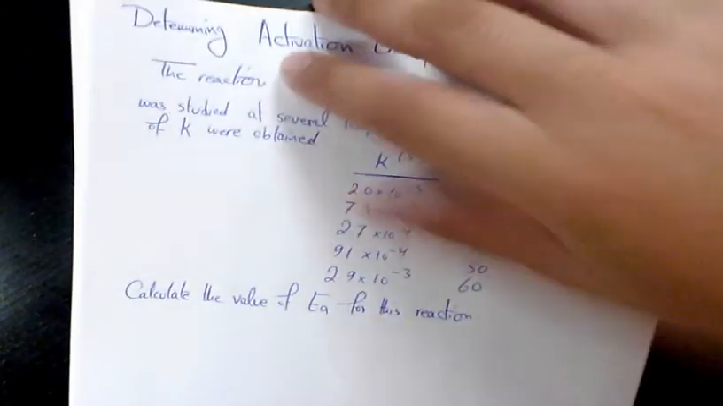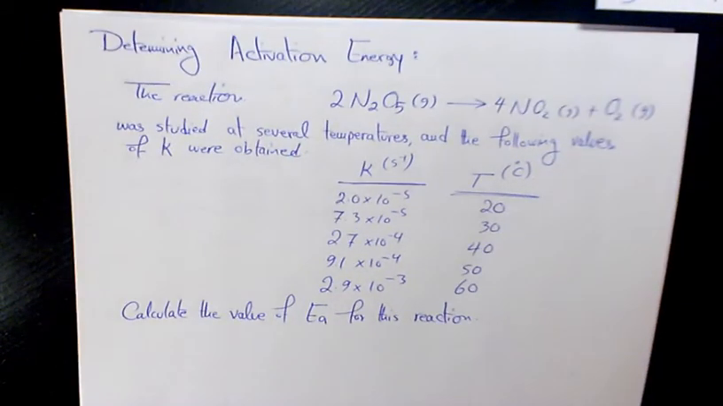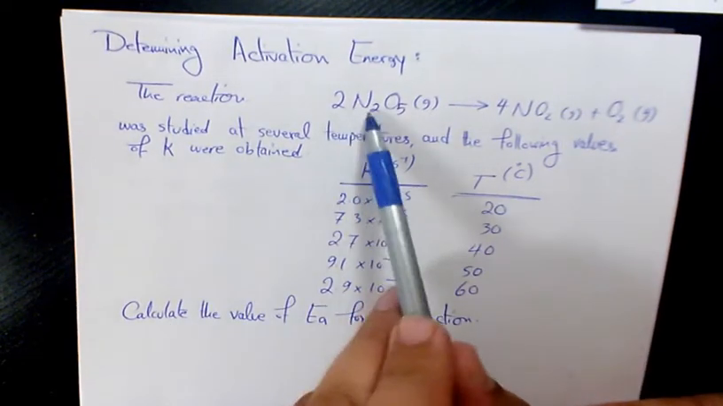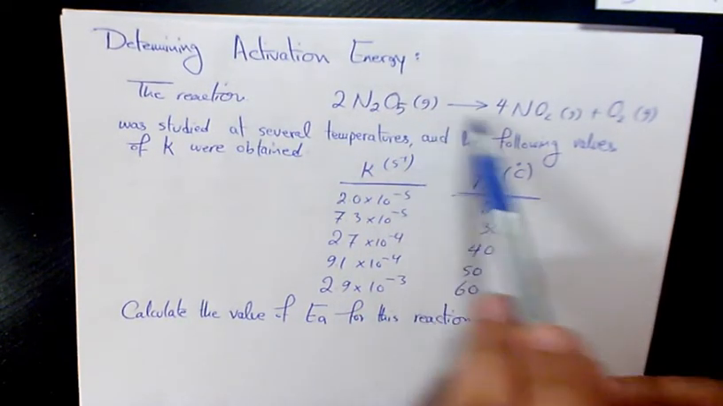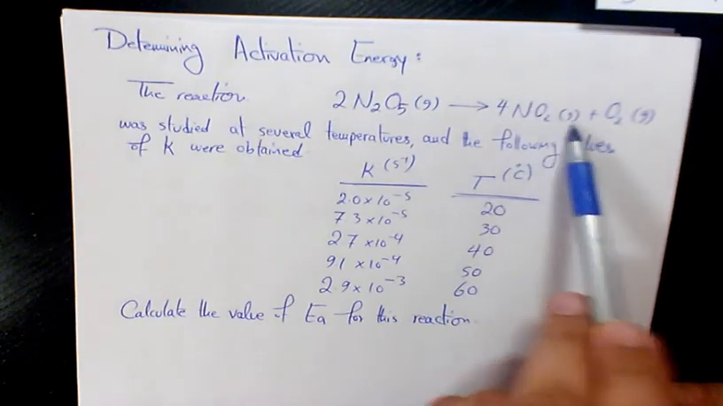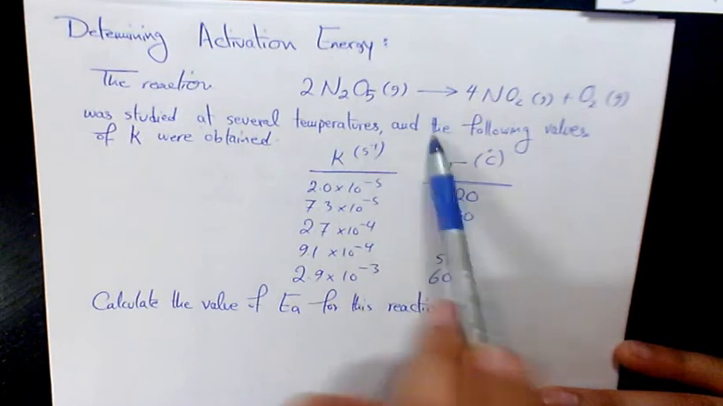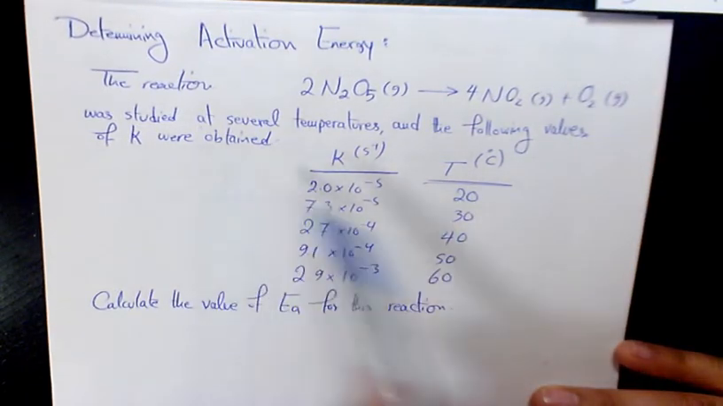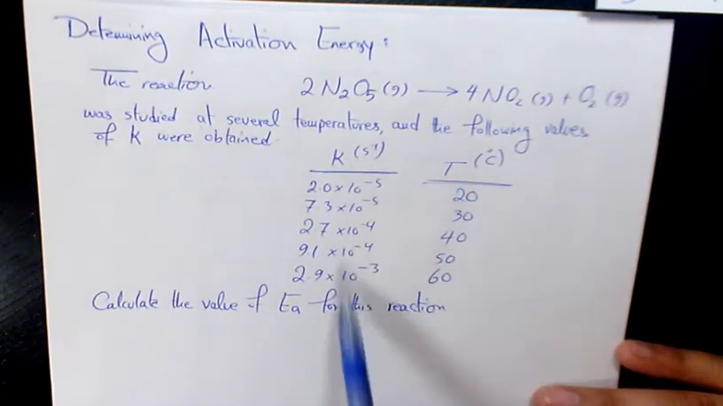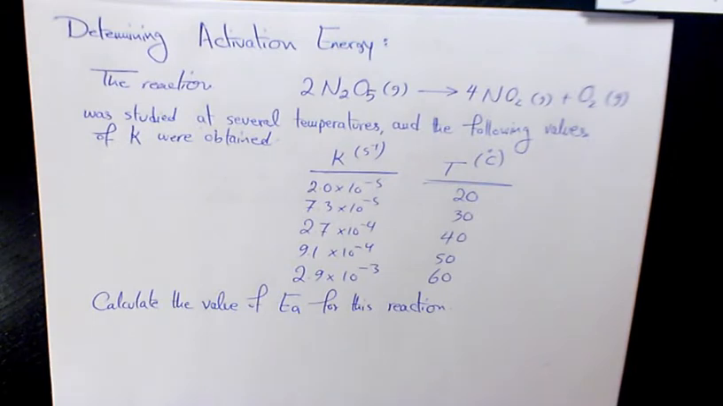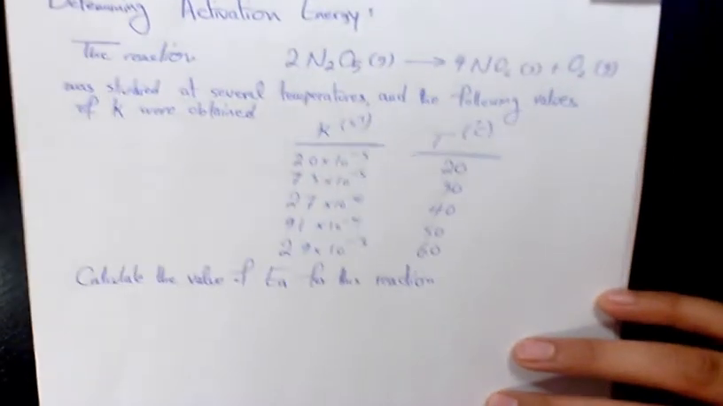Let's see some examples. Determining activation energy. The reaction 2N2O5 in the gaseous phase gives us 4NO2 plus O2. It was studied at several temperatures, and the following values of k were obtained. So based on different temperatures, we got different rate constants. Calculate the value of Ea, or activation energy, for this reaction.